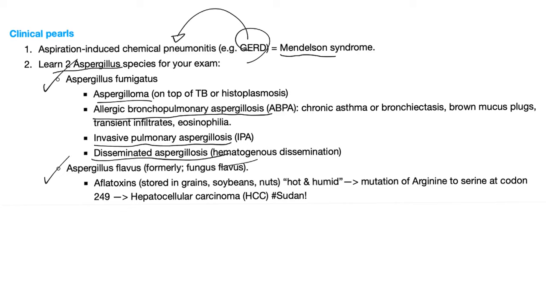Klebsiella and the rule of twos. At-risk population. Alcoholic, this is number one. Diabetic, this is number two. Bye-bye liver, bye-bye pancreas. Klebsiella can lead to two things. Consolidation, abscess formation. And two M's, mucoid colonies and pink on MacConkey.